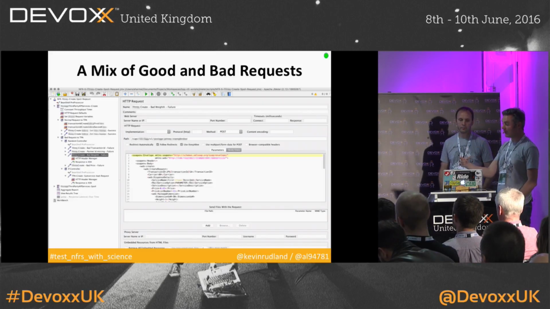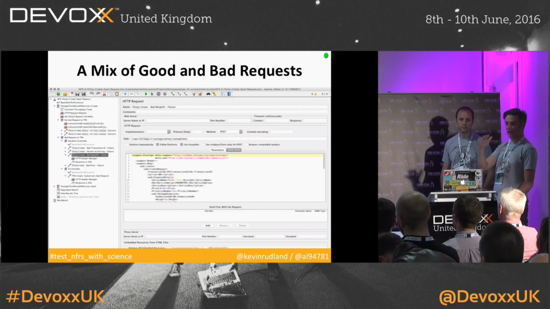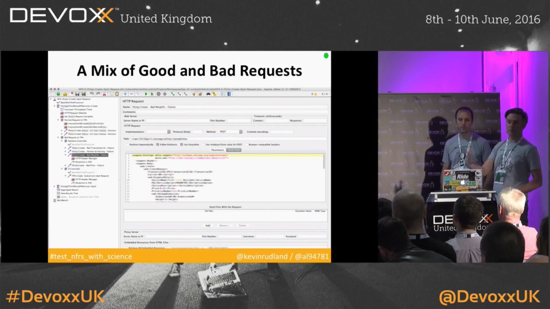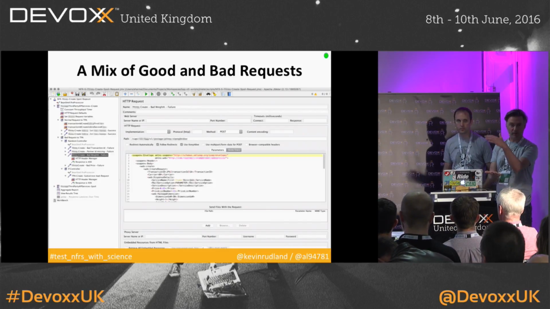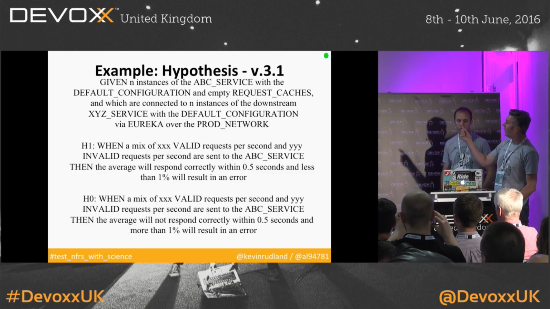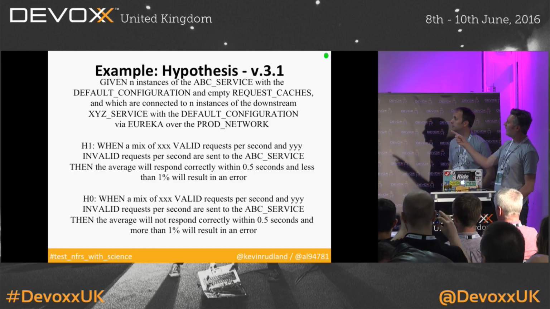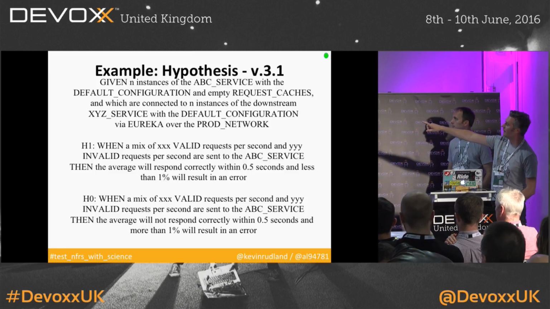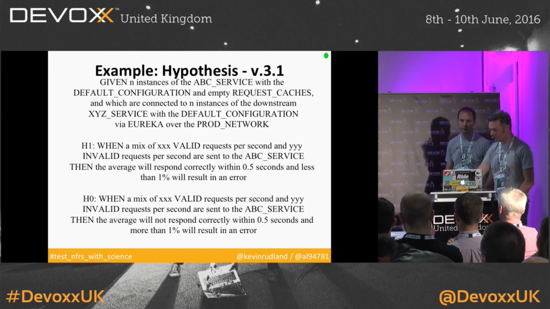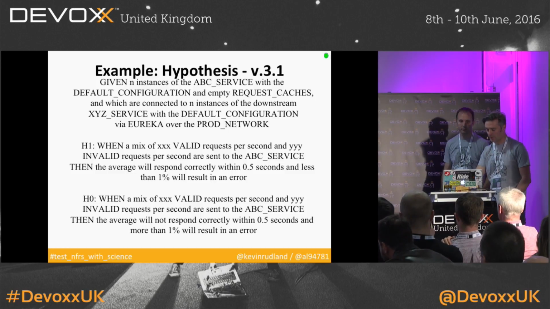So when we run our test, we're not just exercising the happy path. We're exercising the validation and the building up of the horrific SOAP fault message and all this kind of stuff. And so again, what does this look like when we put it into the thing? You can see we've now got H1 with a mix of XXX valid requests and YYY invalid requests, and that's all we've changed. I don't know what's happened to the green. It should be coloured in green.